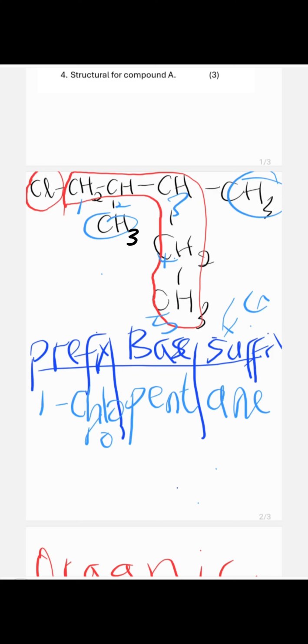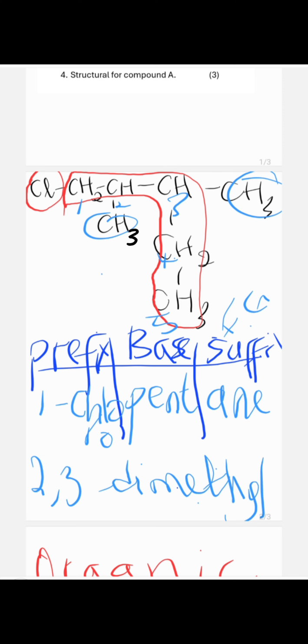So here we can see carbon 2 bears a branch, carbon 3 bears a branch. So we're going to have 2,3-dimethyl. That is what we are going to have as part of our prefixes. So we have 2 prefixes, which is 1-chloro, 2,3-dimethyl. So the name, therefore, it's nice now.